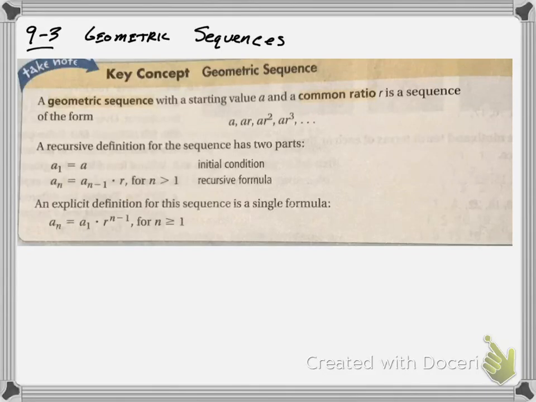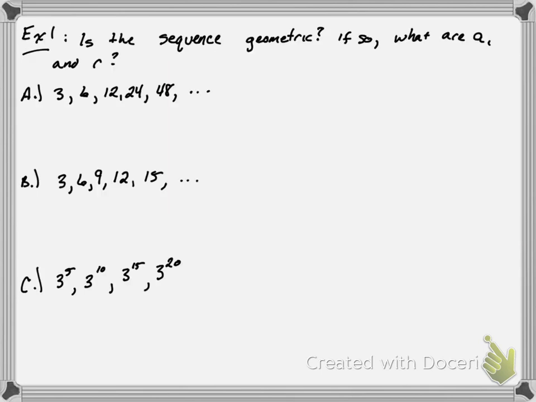9.3 is about geometric sequences. And again, we talked about arithmetic sequences yesterday. Geometric sequences, the difference being explicit definition for the sequence in a single formula: a sub n equals a1 times r to the n minus 1. Again, r being the common ratio. So yesterday, everything had to have a common difference. Today, everything's got to have a common ratio.